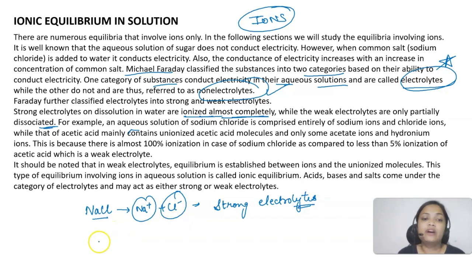Like if I am talking about acetic acid, CH3COOH, it's a weak electrolyte. So it will mainly have unionized acetic acid molecules and some acetate ions, that is CH3COO negative ions, and some hydronium ions, or you can say hydrogen ions basically. So it is a weak electrolyte.